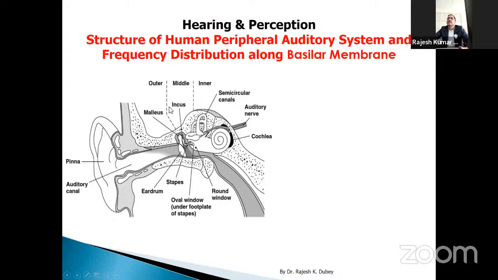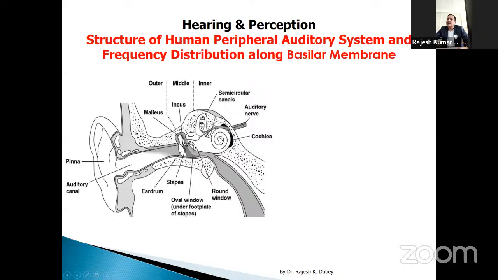Here are the malleus, incus, and stapes. This part is called the outer ear, this is the middle ear, and this is the inner ear. Finally, the sound comes to this: the semicircular canals, the round window, and the oval window. They project to the cochlea.